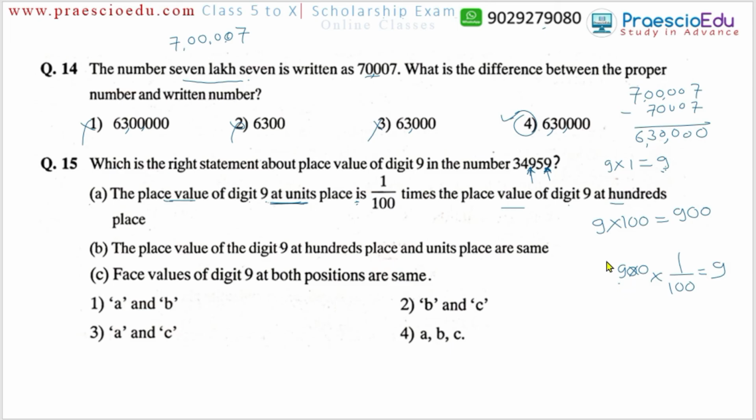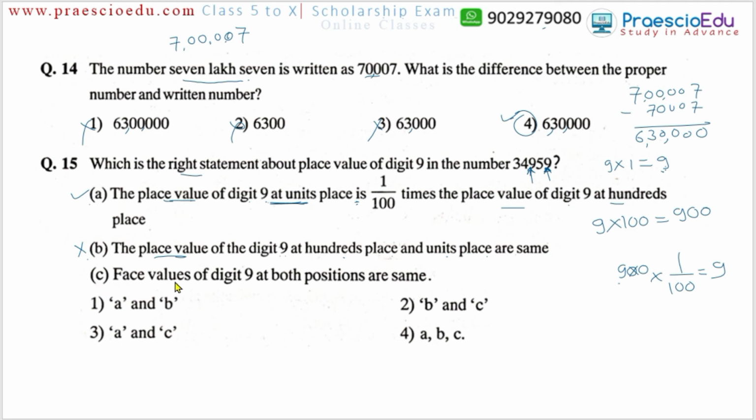So this is the correct one. This A is the correct statement, the right statement. Then B: the place value of the digit 9 at the hundreds place and the unit place are the same. No, the place values of the two 9 digits are not the same. So that's why B is incorrect. This is not a right statement.